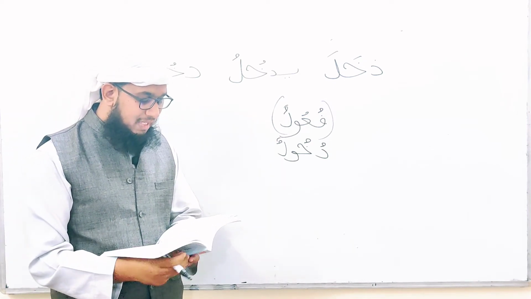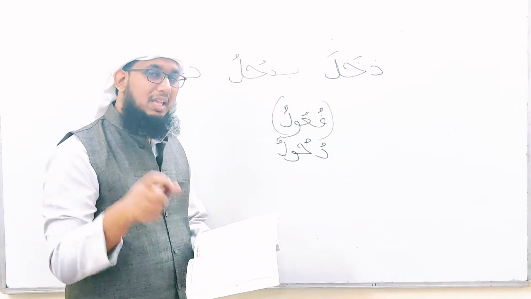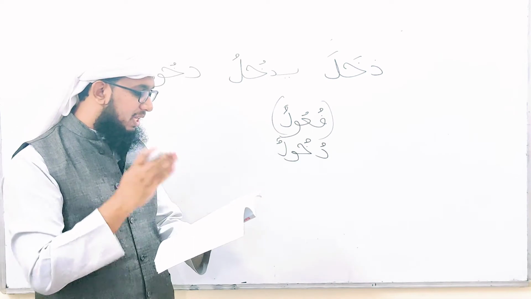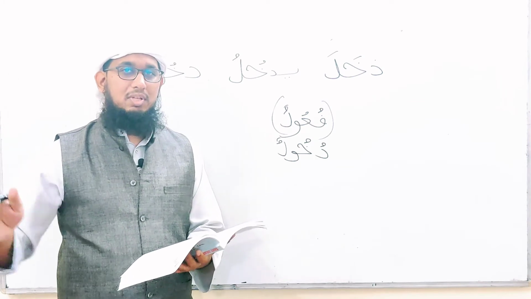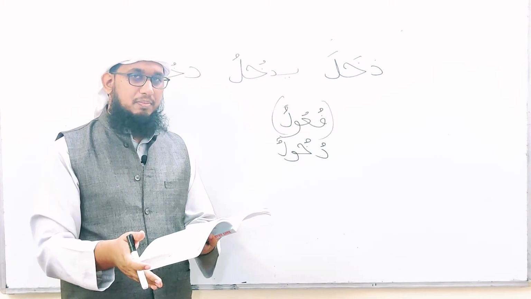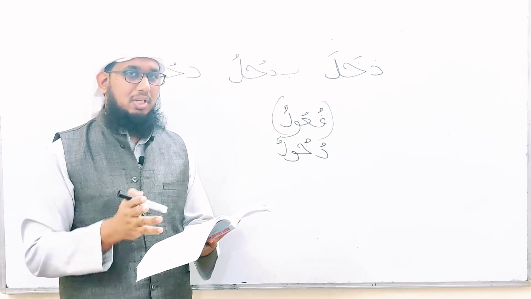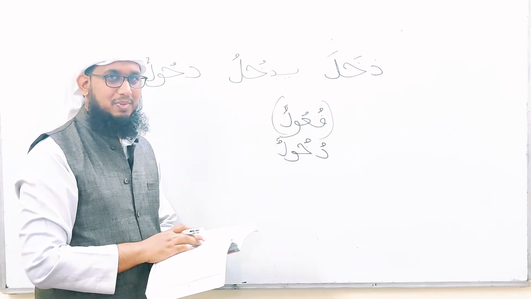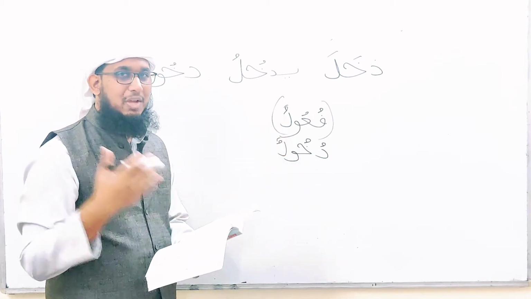Next, rakiba yarkabu rukubun. Same, rakiba is fi'l madi thulathi and it is also fi'l lazim, does not need a maf'ulun bihi. So rakiba yarkabu rukubun. Rakiba, he rode. Now yarkabu, he is riding. Kharaja, fi'l madi thulathi, three-letter fi'l madi and fi'l lazim. So kharaja yakhruju khurujun, very easy, right? Sajada yasjudu sujudun.